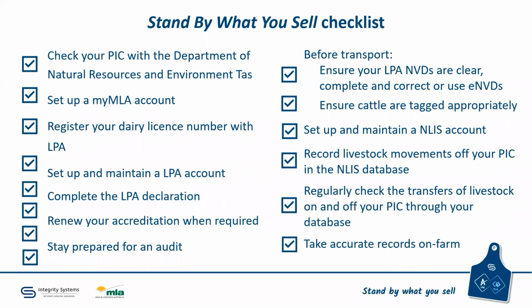Ensure that your NBDs are clear, complete and correct, or I really encourage you to use the ENBDs as an alternative. Ensure that your cattle are tagged appropriately according to the legislation. Set up and maintain your NLIS account. Record all your livestock movements onto and off your PIC. You are responsible for all movements on if they're coming from another property. And regularly check all transfers to make sure they're completed correctly with the correct information, the correct number of head, and keep your accurate farm records.